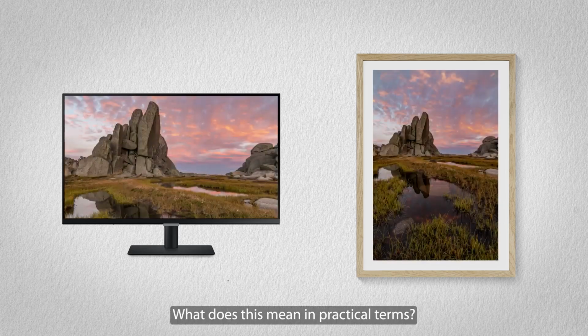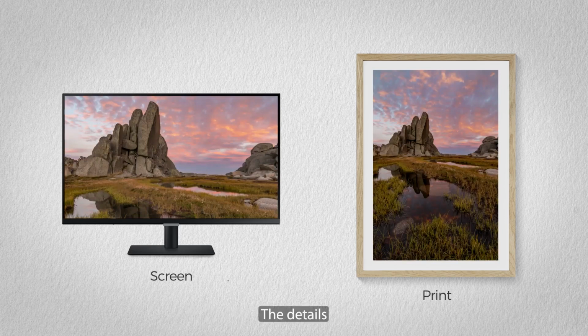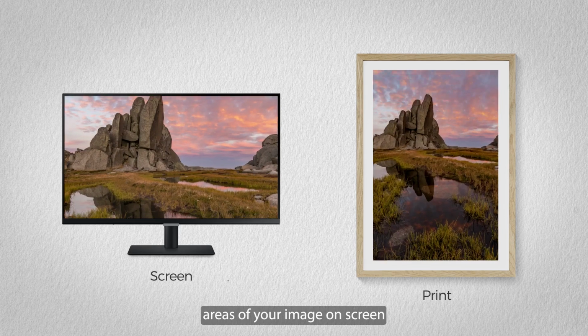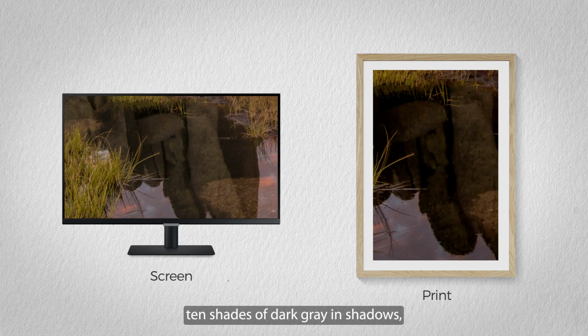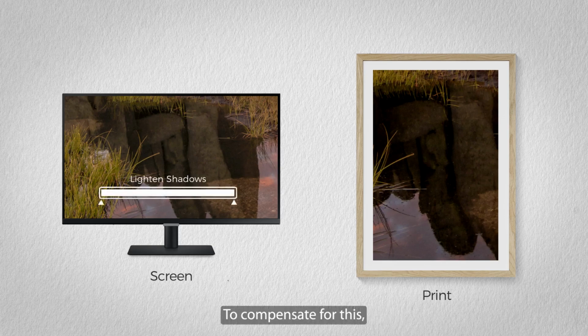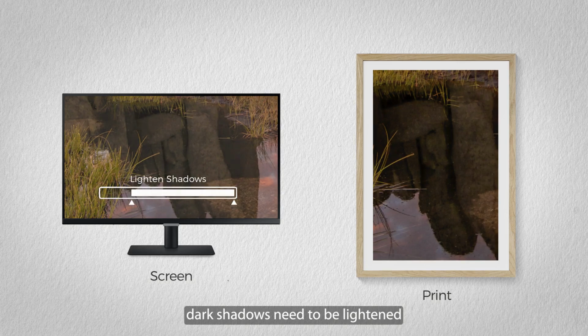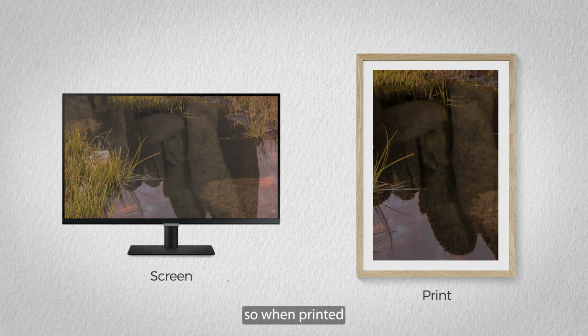What does this mean in practical terms? The details you can see in the shadow areas of your image on screen will be far greater compared to what you will see in print. If your screen can show 10 shades of dark grey in shadows, the printed file would only be able to show 1. If the shadow details are subtle or dark, they will just become black in print. To compensate for this, dark shadows need to be lightened, so when printed, details can still be seen.